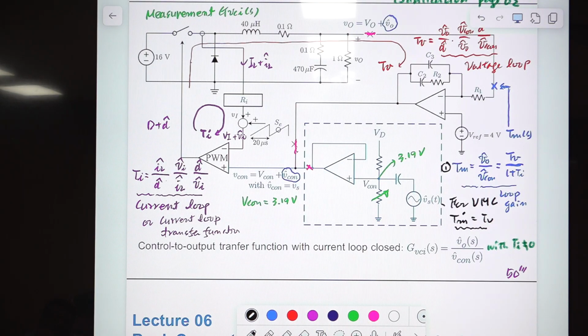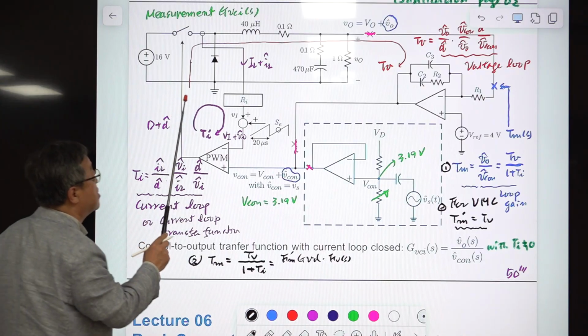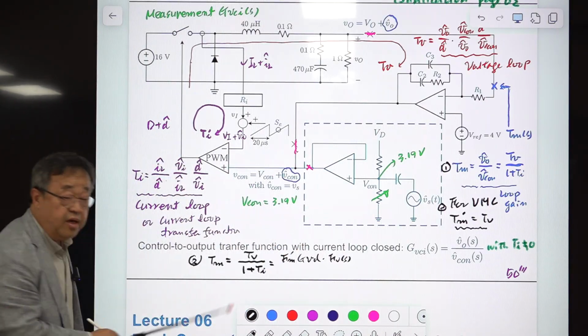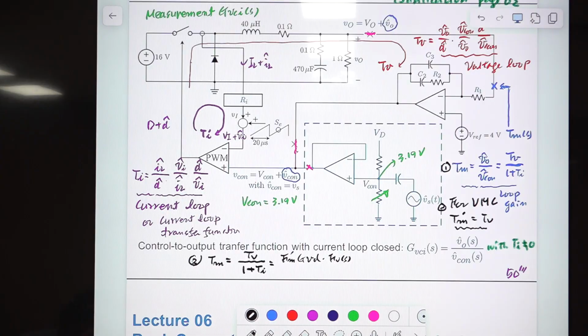So this is the one thing. This is the second thing. And another one, the third one, is here. So Tm, based on Mason's gain rule, is given by Tv divided by 1 plus Ti. Tv is Fm prime, Gvd times Fvs. So this is the Tv. This times this and this.